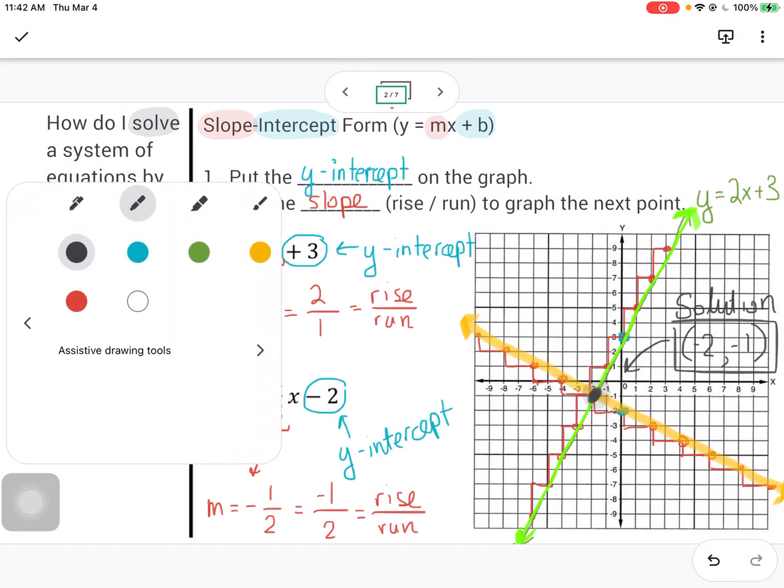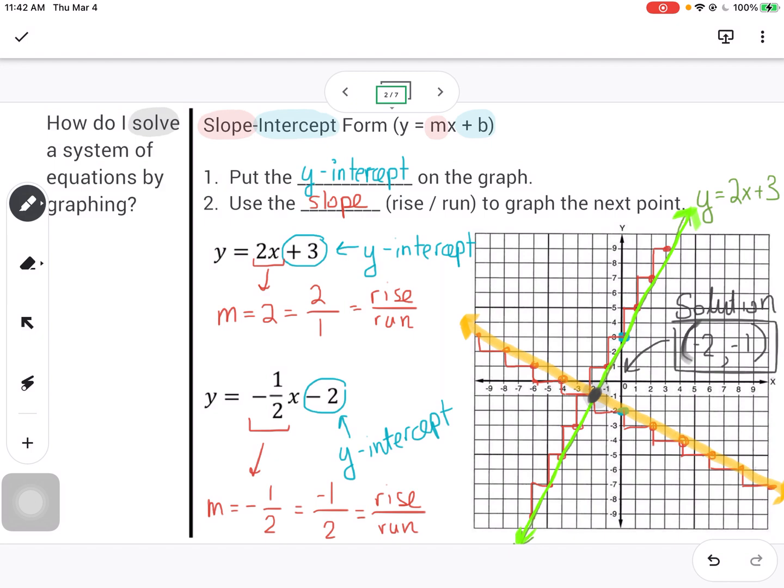Our solution is -2, -1. X is -2, y is -1, because that's the point where your two lines cross each other. So our first step was to put the y-intercept on the graph. Second, use the slope, and then we can find the solution. Make sure to have this written down, and then we're going to do one more example.